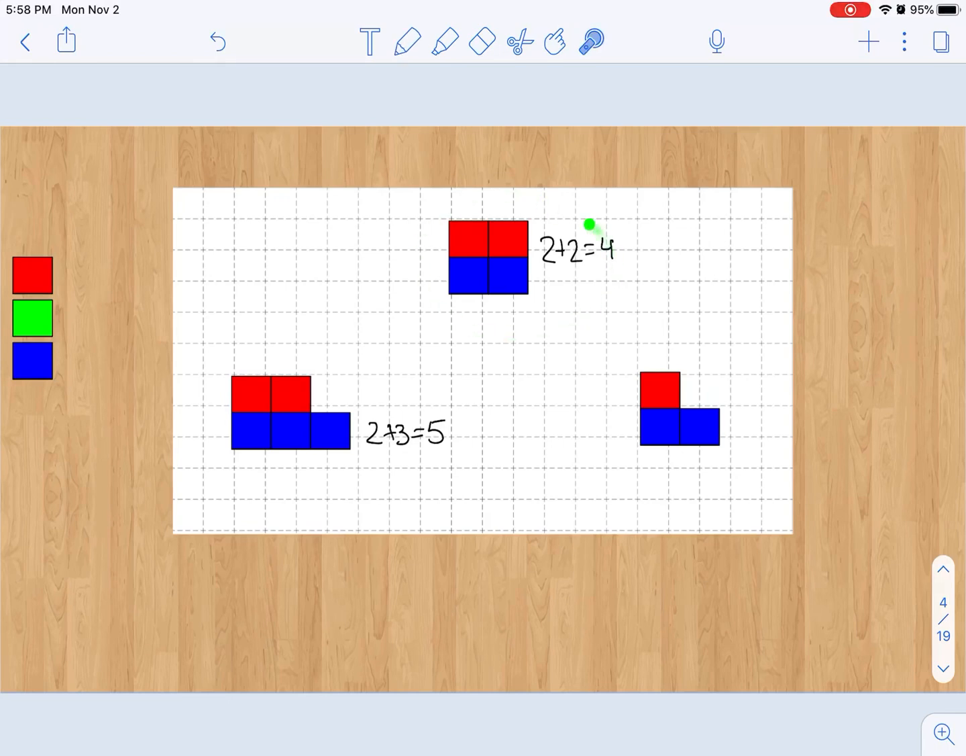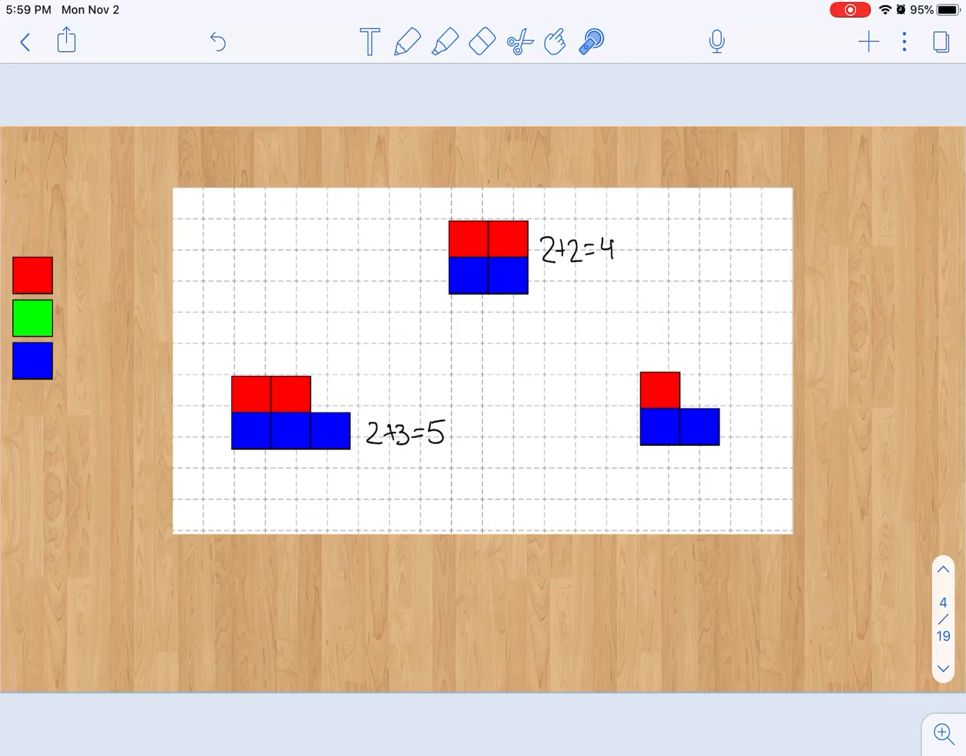How are these 2 arrays the same? How are these 2 arrays different? We know that 2 plus 3 is an example of a doubles plus or minus 1 fact. It is very much like 2 plus 2, except one of the addends is one more than the other. It is also very much like 3 plus 3, except one of the addends is one less than the other.